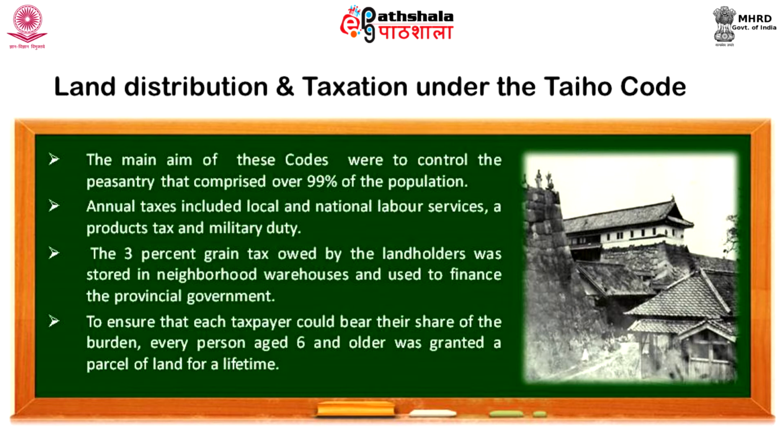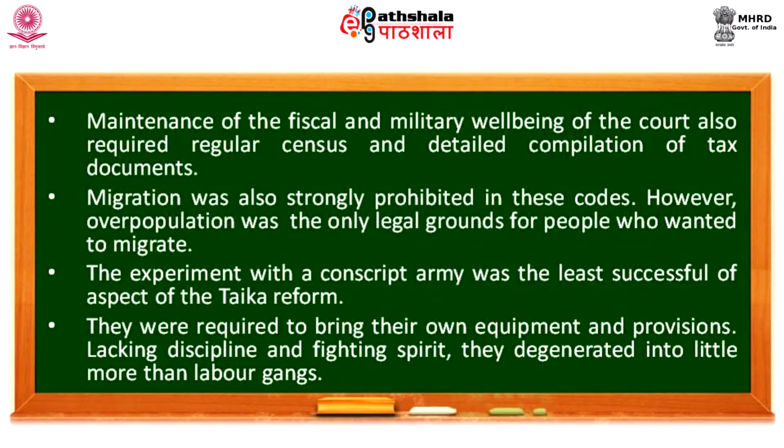To ensure that each taxpayer could bear their share of the burden, every person aged 6 and older was granted a parcel of land for a lifetime. Maintenance of the fiscal and military well-being of the court also required regular census and detailed compilation of tax documents. Migration was also strongly prohibited in these courts. However, overpopulation was the only legal ground for people who wanted to migrate.